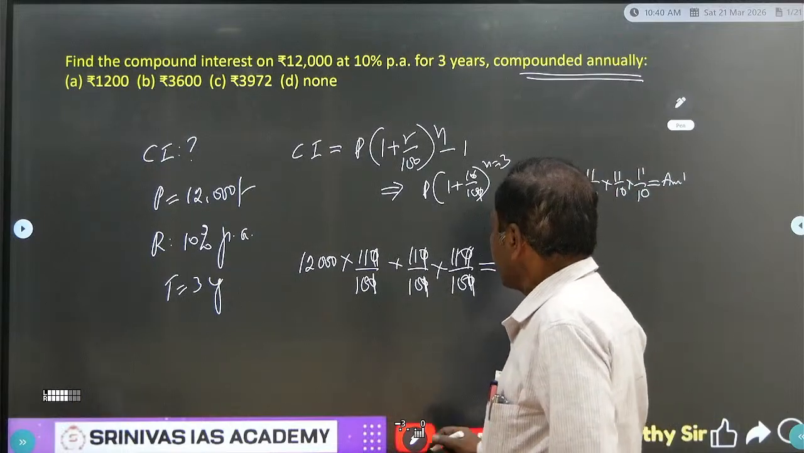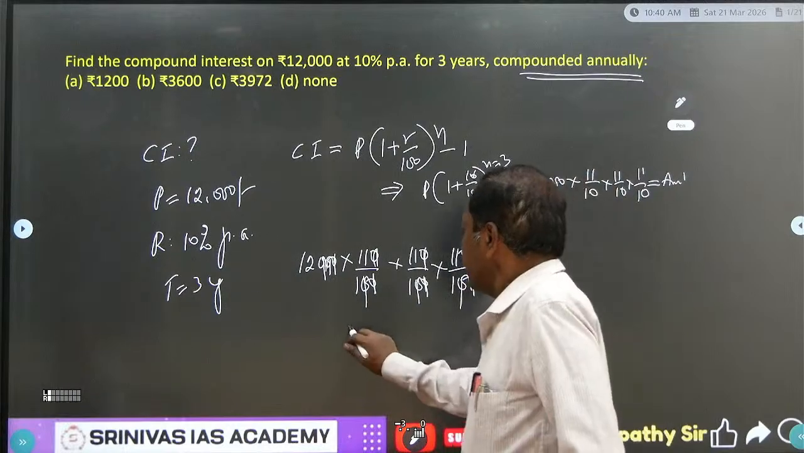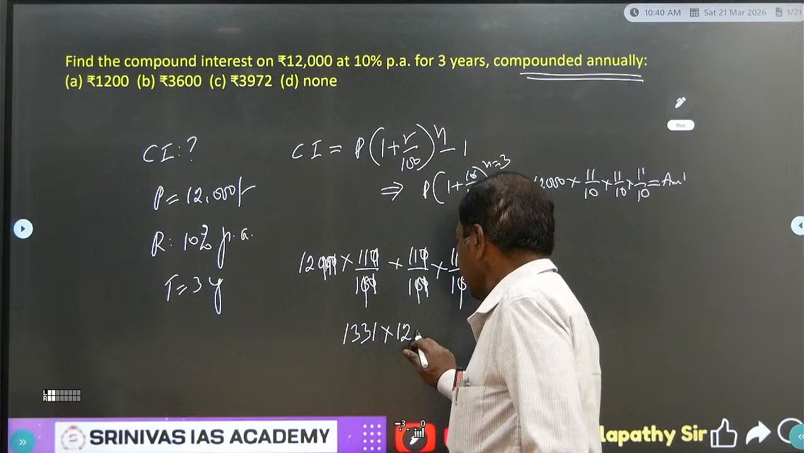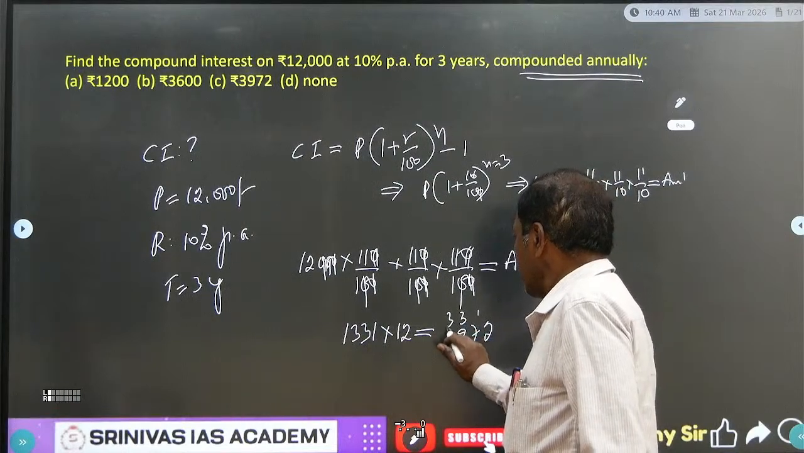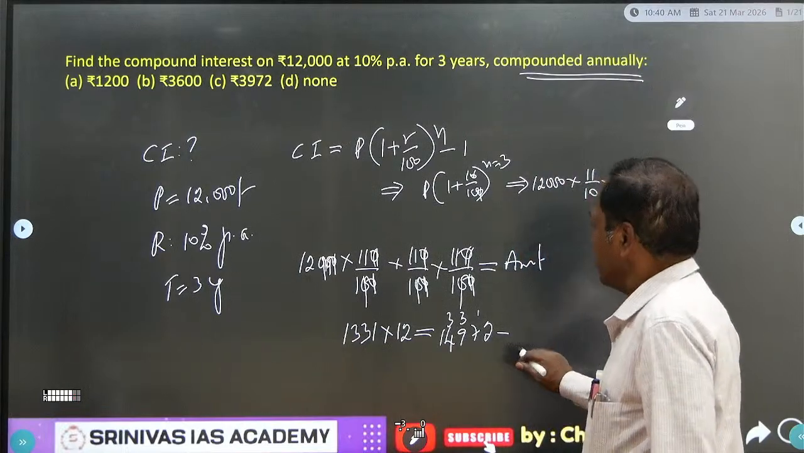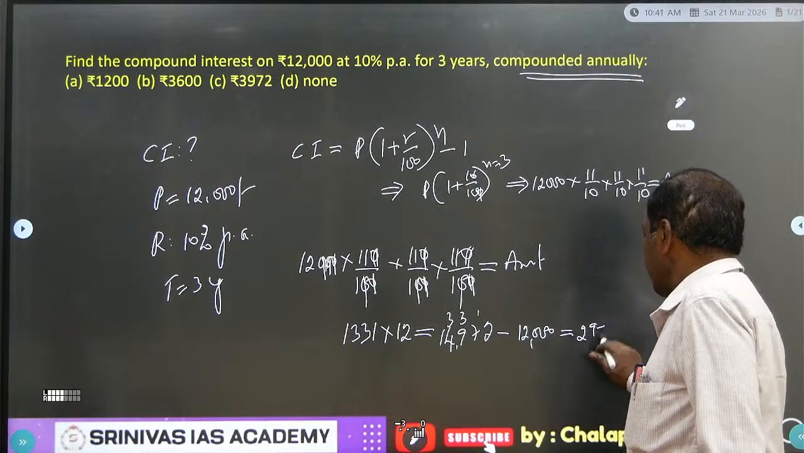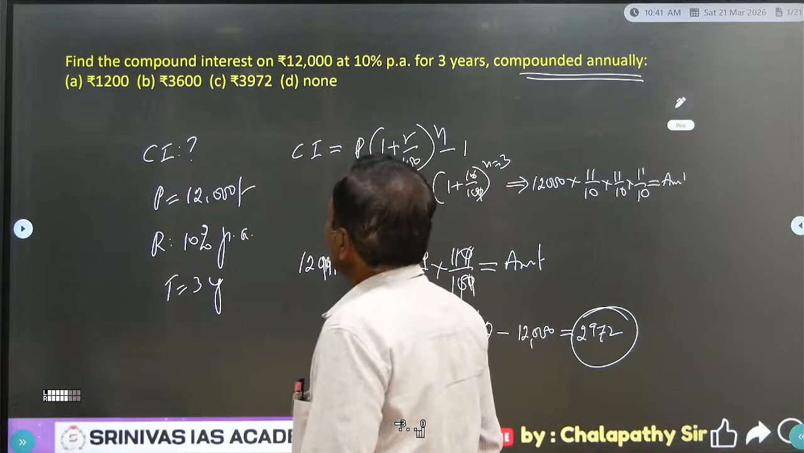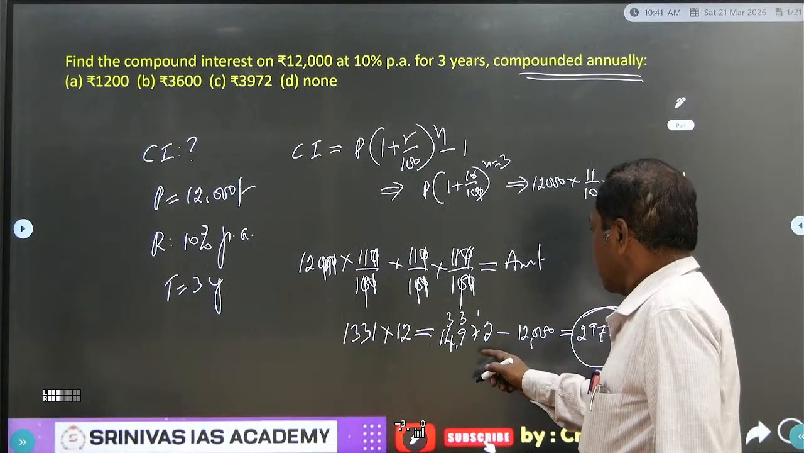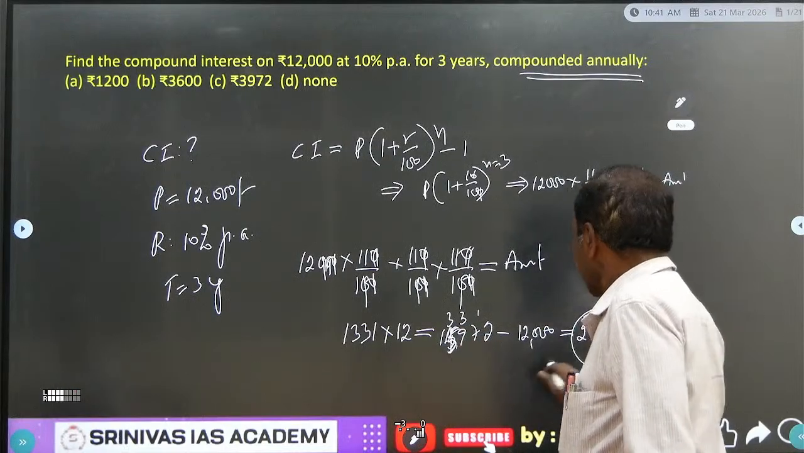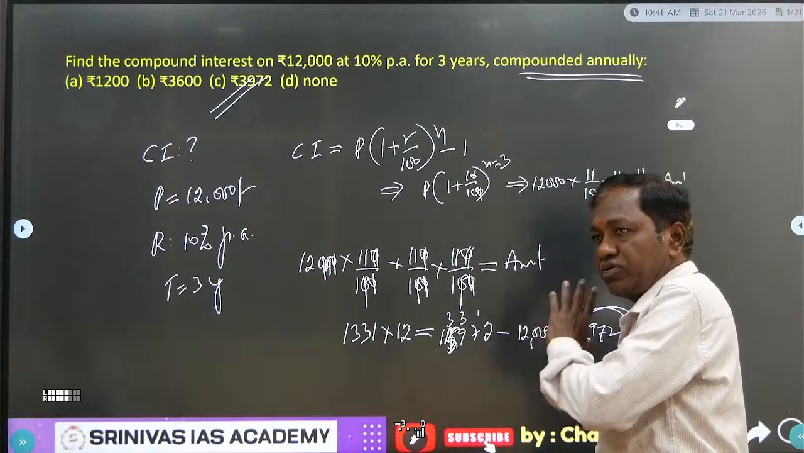Now we can see what we can calculate here. How many zeros in the denominator? 3 zeros. All will be out. Now 11 cube. What is 11 cube? 1331 into 12. 12 once 12. 12 into 3 is 36, plus 1 is 37, 36, 39, 11, 14. Minus principal money. What is the principal money? 12,000. So 3,972 is the compound interest. Let me check the calculation: 1, 37, 3, 36, 39, 3, 12. This is 15, sorry. Then it is 3,972. Option A. With formula, same. Without formula also, same. But we must know that also.